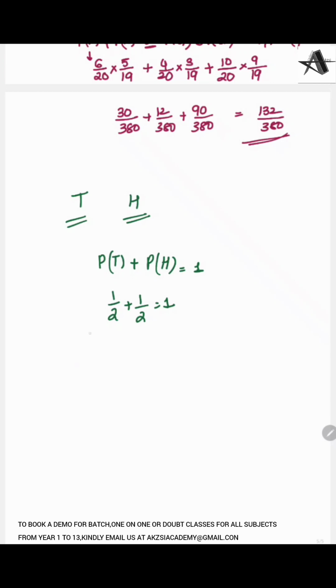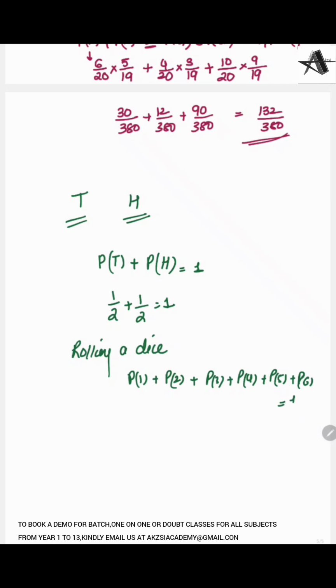Similarly, when I am rolling a dice, on rolling a 6-sided dice I can get 1, 2, 3, 4, 5 or 6. So the probability of getting 1 plus the probability of getting 2, that means the sum of probabilities of all events. When you are rolling a dice, you can expect 1, 2, 3, 4, 5, 6, not more than that for a 6-sided dice. So probability of 3 plus probability of 4 plus 5 plus 6 should be equal to 1. That's the meaning of the sum of all probabilities.